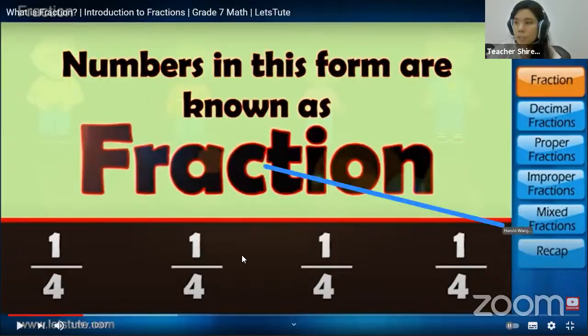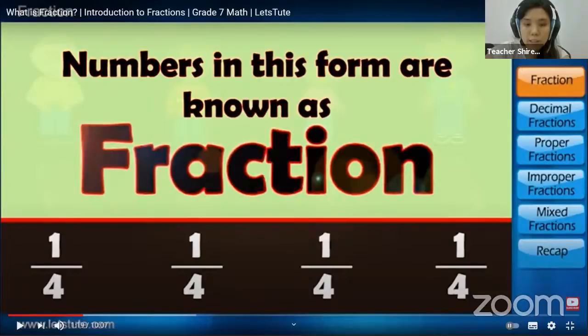Normally there are a few words you need to know. When it's divided by 2, you call it half. When it's divided by 4, you call it a quarter. When it's divided by 3, it's a third. So these are the common words.